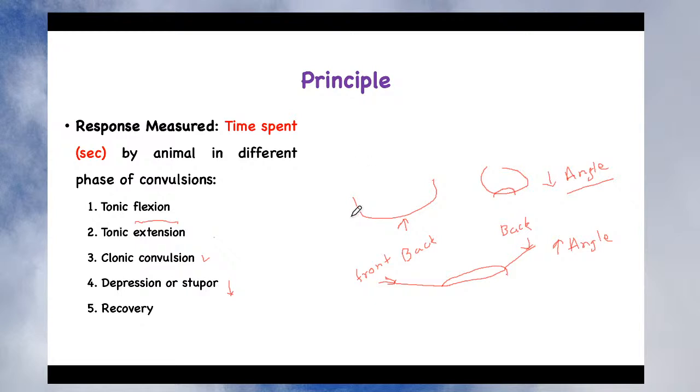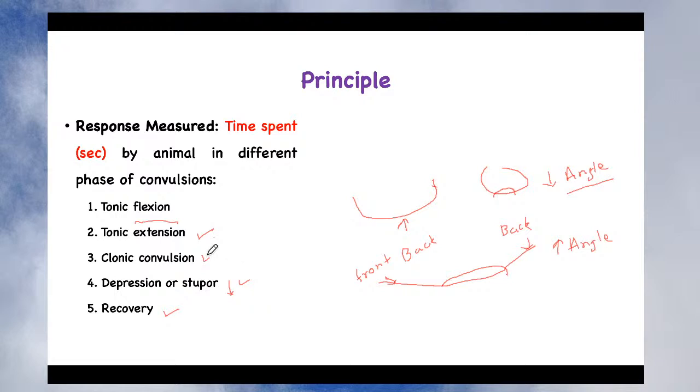So again you will measure the time the animal spent in this phase. And lastly, the recovery, where the animal is standing again on its forepaw. So the convulsion starts with the symptom where the animal falls down. First it shows the tonic flexion, where both front paw and back paw come closer to each other, and there's a decrease in the body angle. Then second, it is the stretching of both front and back paw, which leads to an increase in the body angle, right?